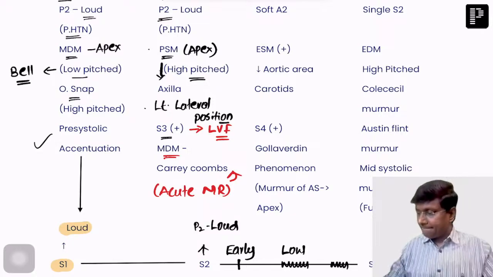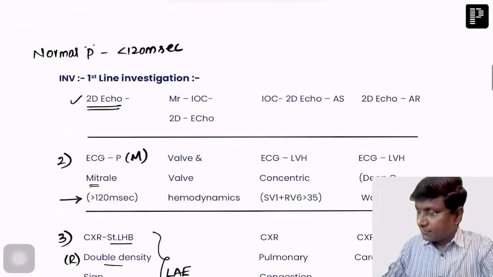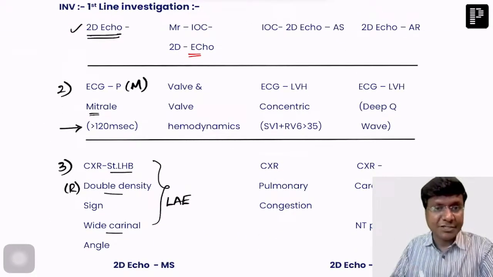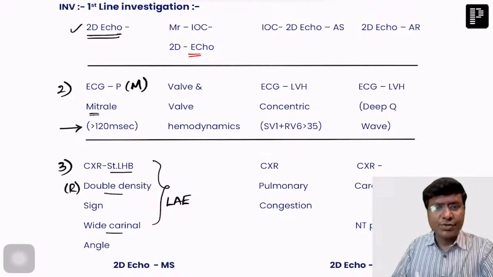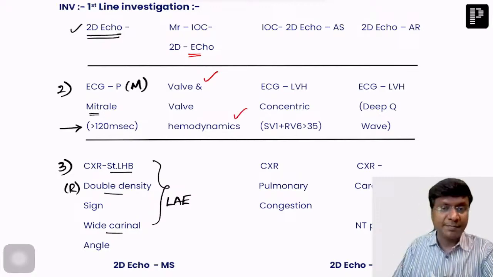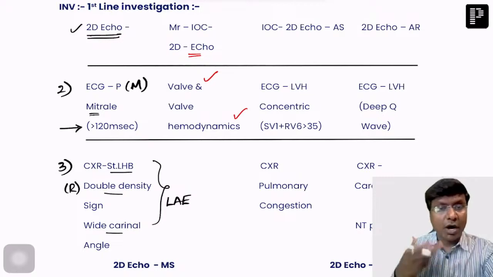Next is the workup. The first investigation of choice in case of MR is 2D echo, right? In the 2D echo, what do you need to look for? You need to look at how the valve is, and check the valve hemodynamics in patients with MR. So these are the two things you need to check. And you need to assess the severity of the MR based on 2D echo only. 2D echo will tell you how much regurgitation volume is going from LV to LA whenever there is LV systole, right?